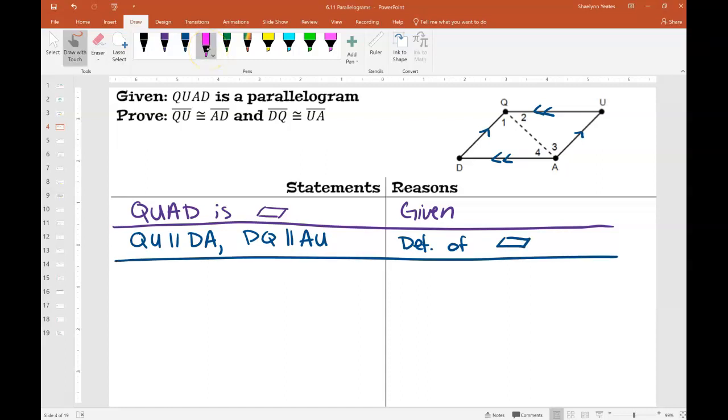All right. So now I know if those lines are parallel and they're cut by a transversal, look at this cute little transversal they got going there, then alternate interior angles are congruent. So I know that angle 2 is going to be congruent to angle 4 by alternate interior angles, as well as angle 1 is going to be congruent to angle 3.